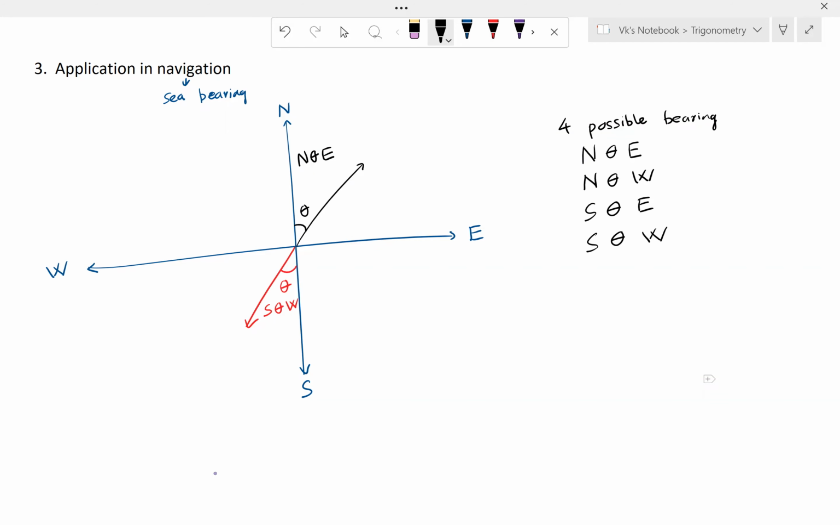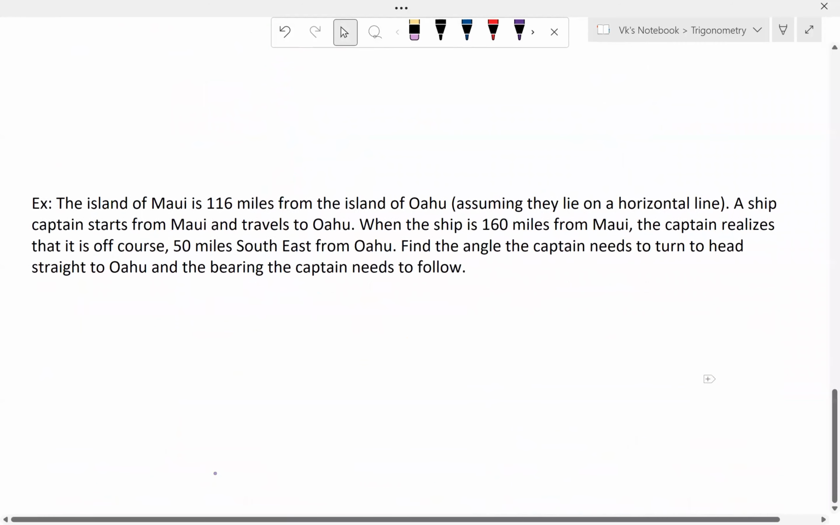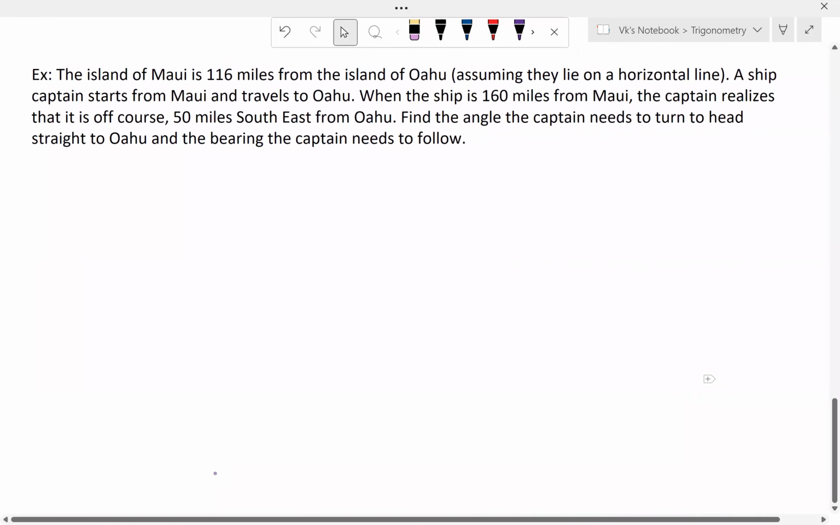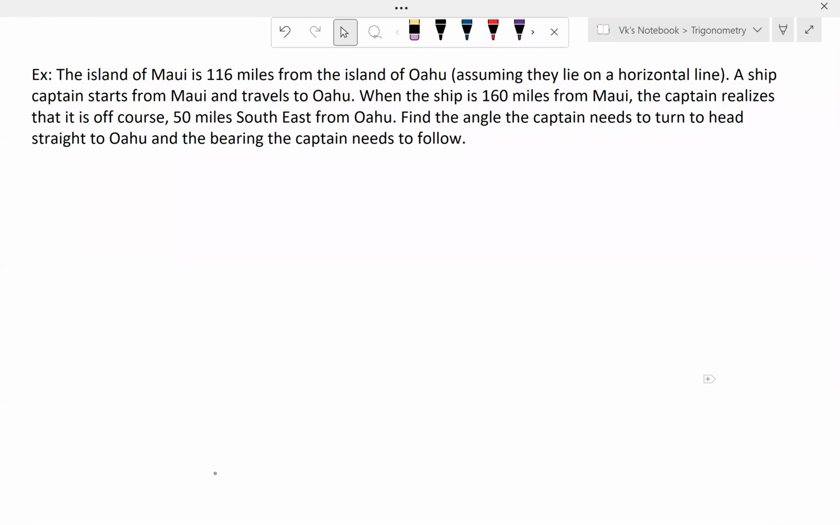Okay, ready? Here comes a good application. Example. The island of Maui is 116 miles from the island of Oahu. Assume they lie on a horizontal line. A ship captain started from Maui and traveled to Oahu. When the ship is 160 miles from Maui, the captain realized that it is 50 miles southeast from Oahu. Find the angle the captain needs to turn to head straight to Oahu and the bearing the captain needs to follow.